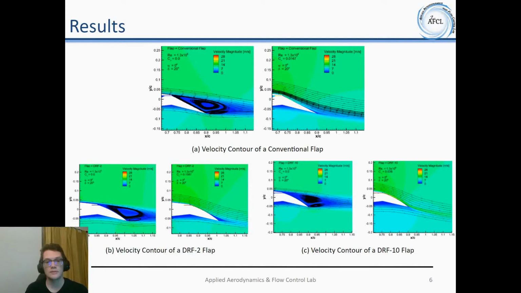The three coupled pictures we show in this slide are the conventional flap, the DRF2 flap, and the DRF10 flap, and we have velocity contours generated for each of them. In each pair, the left-hand side is the non-blowing case, and the right-hand side has blowing. You can see that the blowing largely reattaches the flow, which was originally separated in the non-blowing case. This increases lift and decreases drag.